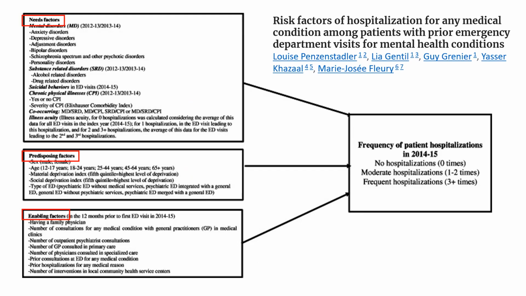To further understand variable identification and classification, here is a study on factors for hospitalization among patients with prior emergency department visits for mental conditions. The outcome or dependent variable is frequency of hospitalization. The factors are grouped into domains as need factors, predisposing, and enabling factors, which are the independent variables. What is the scale or level of measurement of the factors that fall under each domain of the independent and the outcome variable?